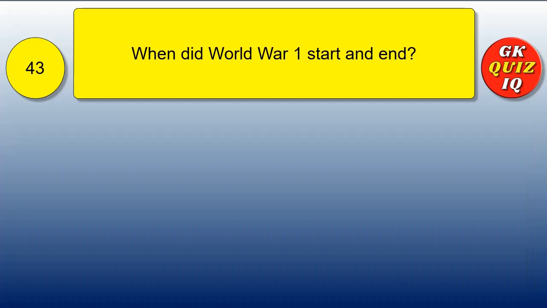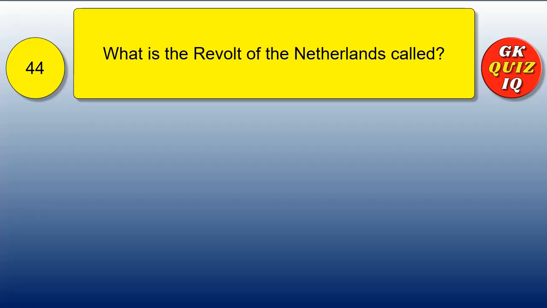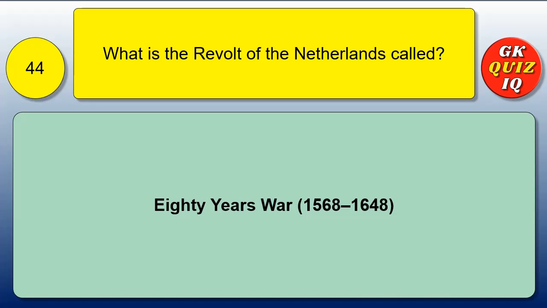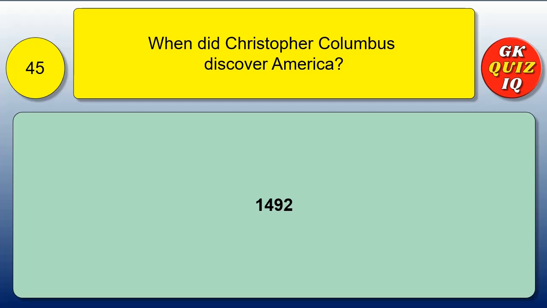When did the World War I start and end? 28 July 1914 to 11 November 1918. What is the revolt of the Netherlands called? 80 Years of War. When did Christopher Columbus discover America? 1492.